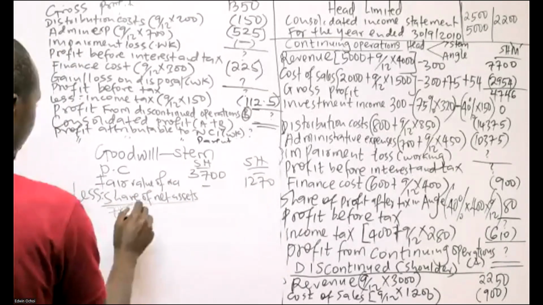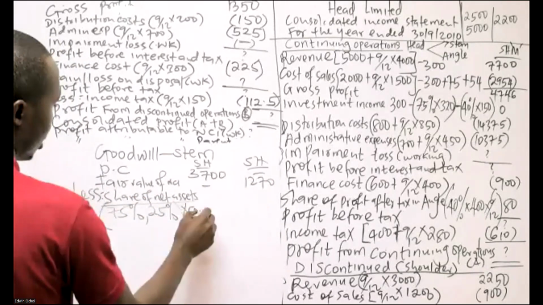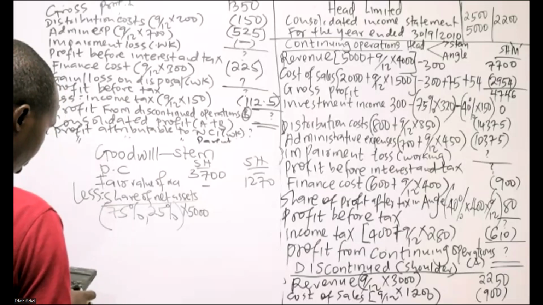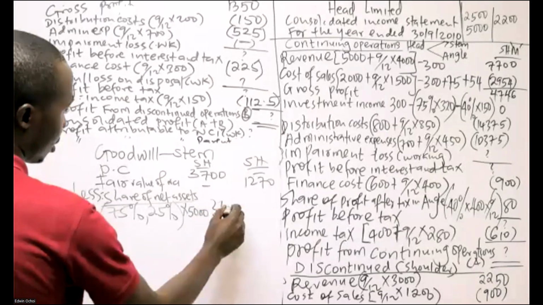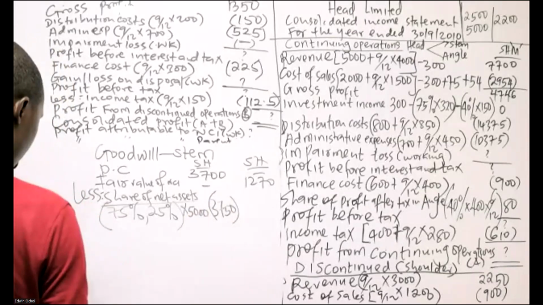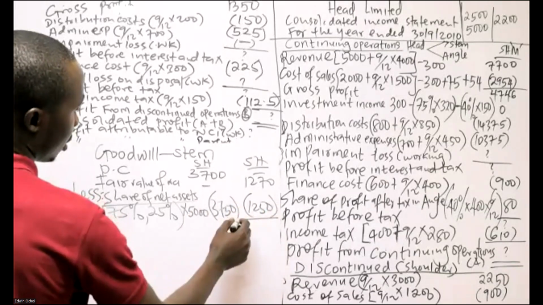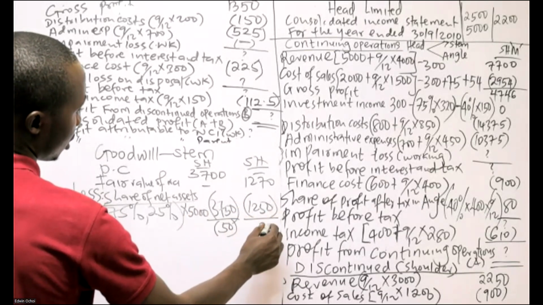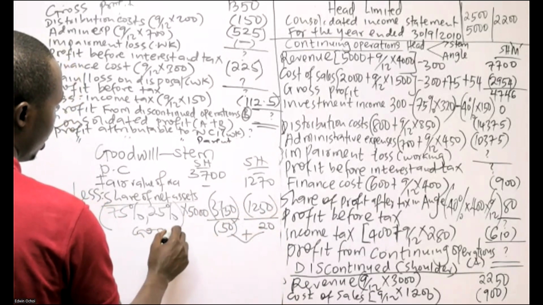So this one was acquired 75%, 25% of the 5,000. $5,000 times 0.75, 3750. 0.25 times 5,000, 1250. So this is negative 50, and this is 20. So if you sum them, goodwill will be what?